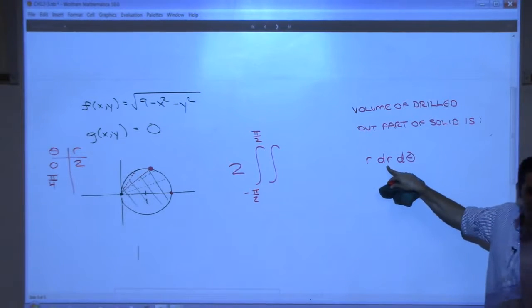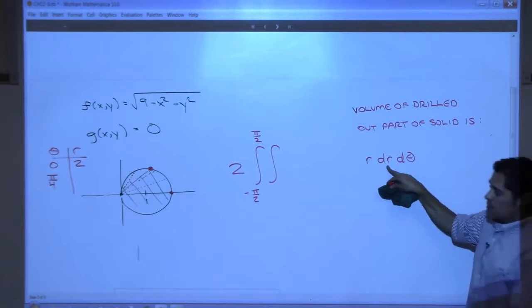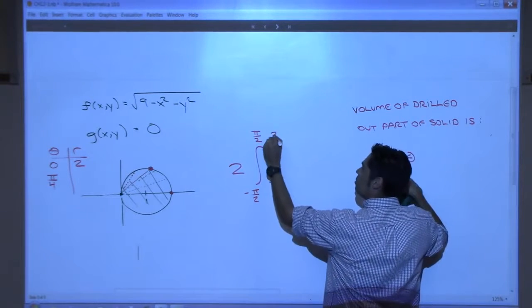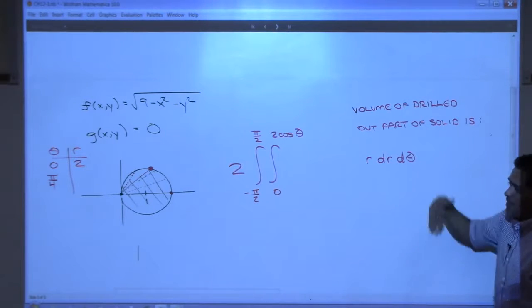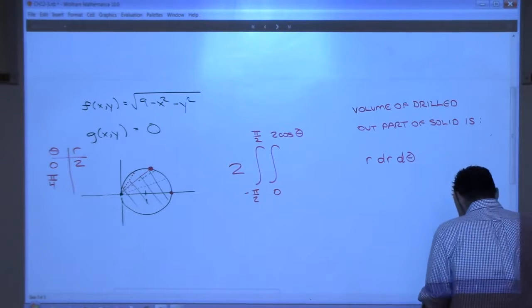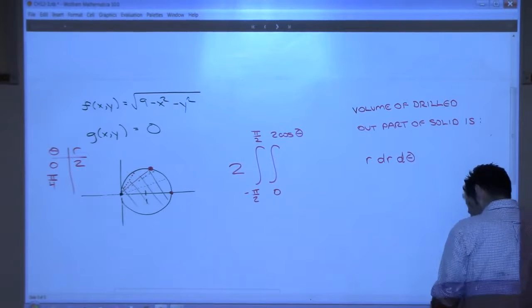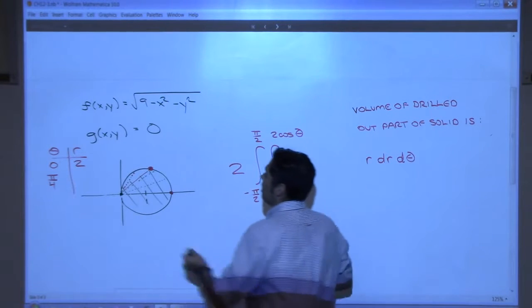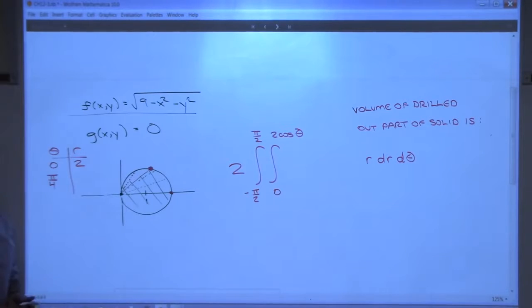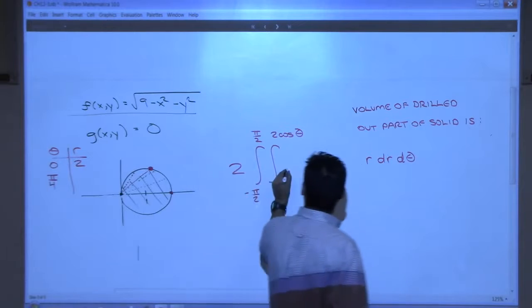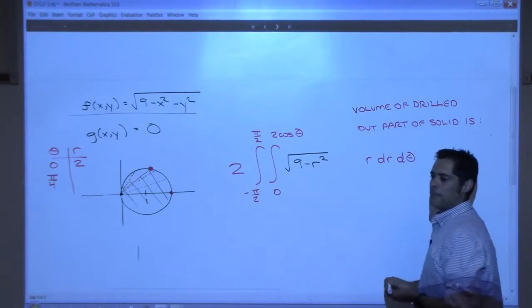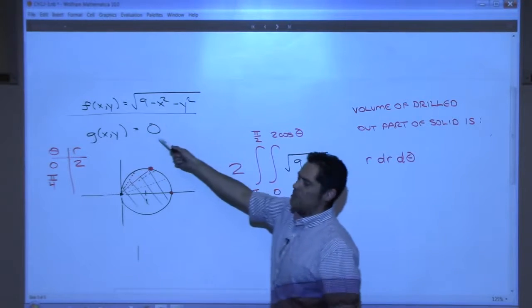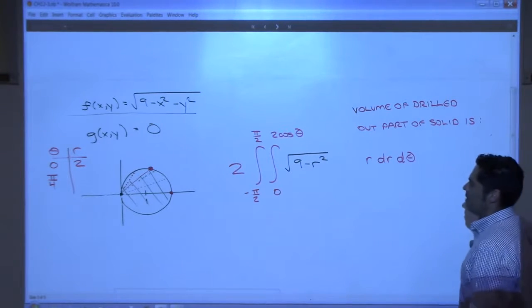My radius was stuck between 0 and 2 cosine theta. And then it was just the f function minus the g function. Here's the f function. But to polar, what is that in polar? Root 9 minus r squared, right? Minus 0, so it doesn't matter. And that's it right there.